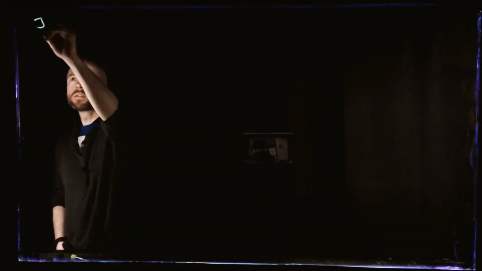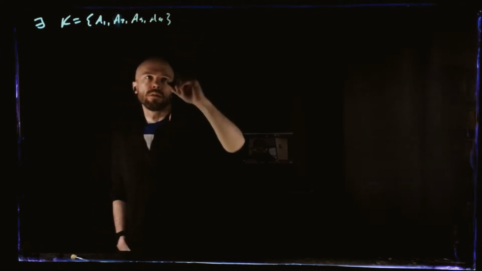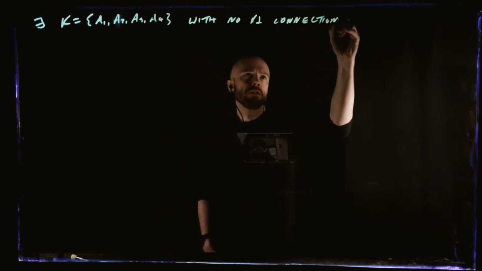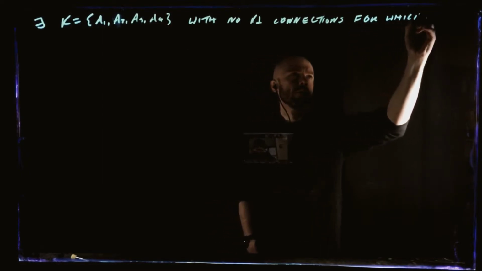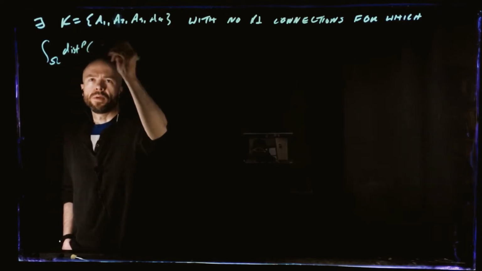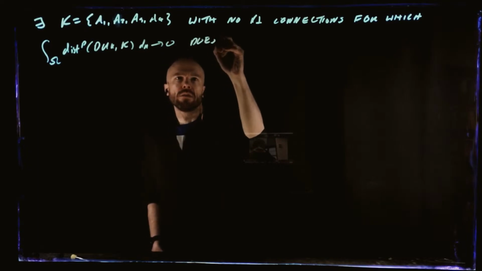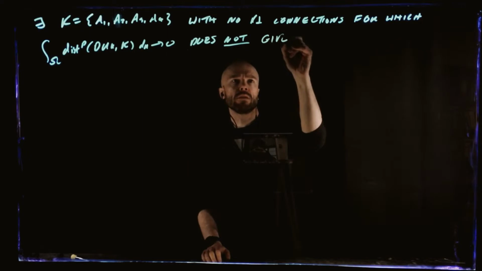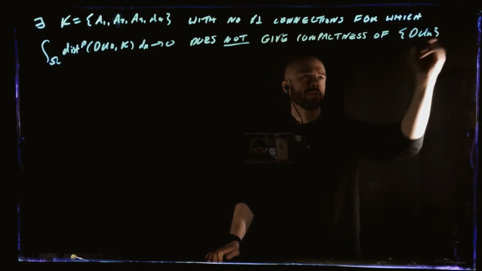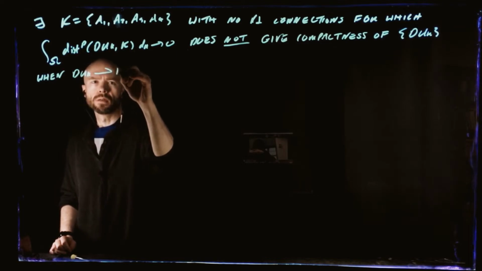We learned that there exists a set K of four matrices, A1 through A4, with no rank 1 connections, for which the condition that the integral of the distance to the p, for whatever p you want, of some sequence tending towards this set goes to 0 does not hold, when we have that the sequence converges weakly to some limit.